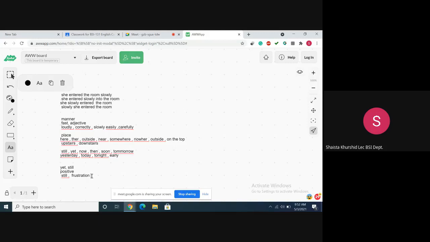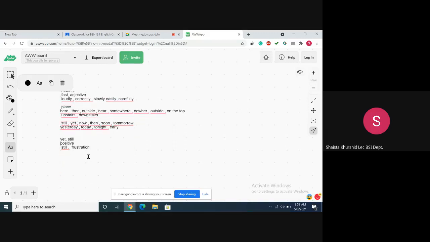Now, then, soon, tomorrow, yesterday, today, tonight, and early, all of them are adverbs of time, and it's very easy to use them in your sentences, right? And then we have the adverb of frequency.